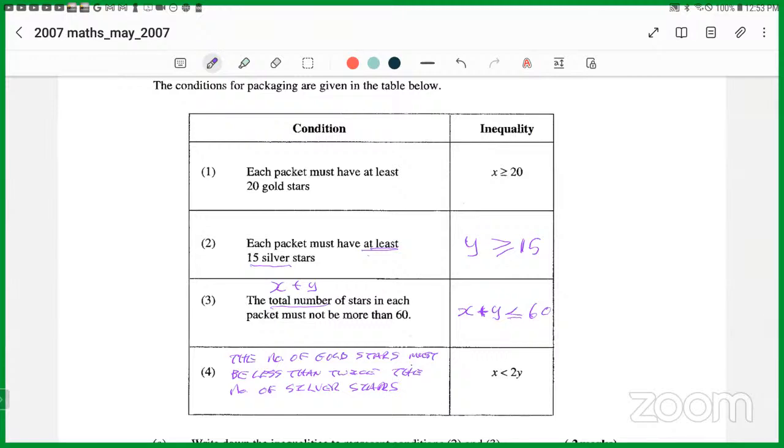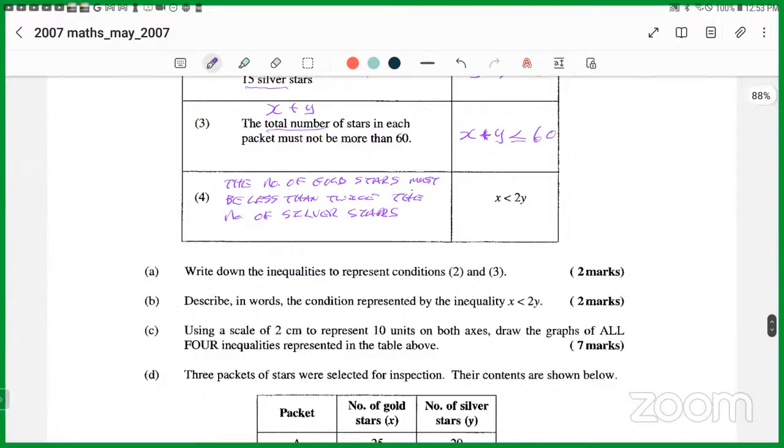So those are 4 conditions, right? It says write down the inequalities representing 2 and 3. We did that already, in the box. Then describing the fourth condition, X less than 2y. We did it right here.